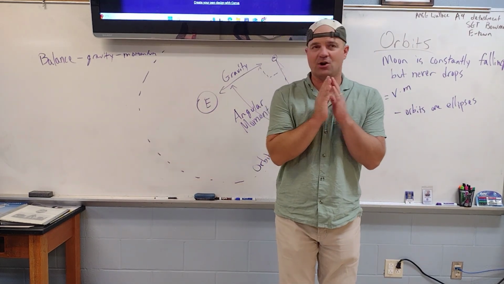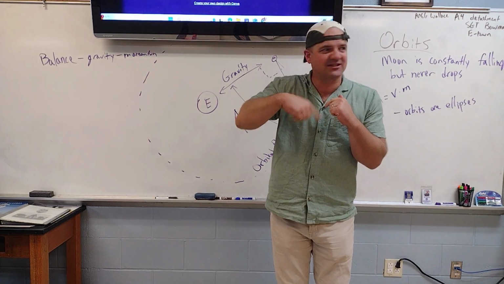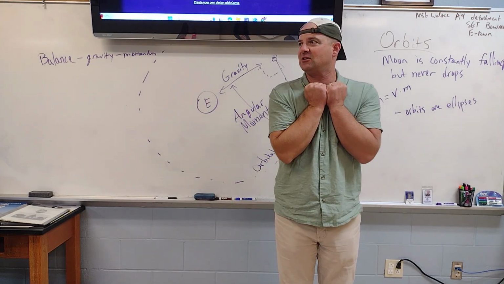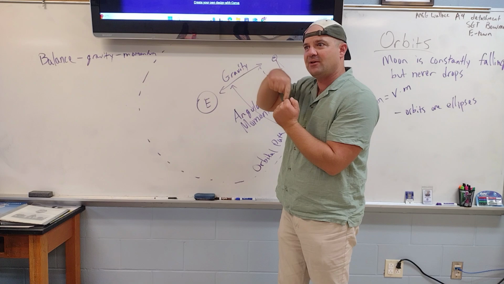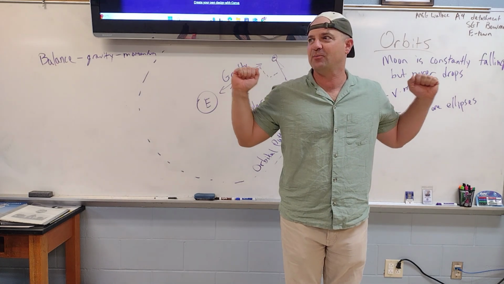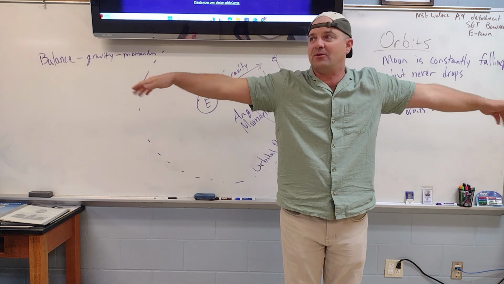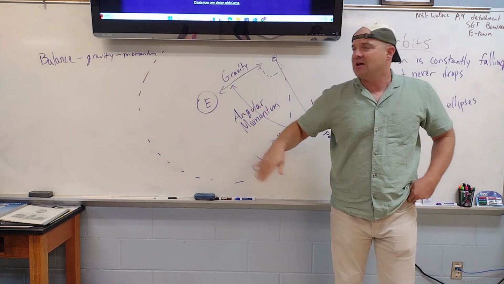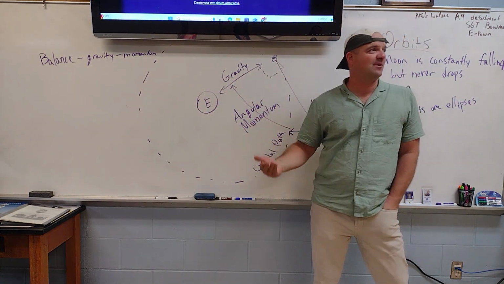So if the skater is doing one of the really fast spin things and they got their hands in tight and they're spinning, don't they spin really fast? And then if they put their arms out, they start slowing down. If they put their arms all the way out, they slow down the most, right? It's the same thing. That is an example of angular momentum.